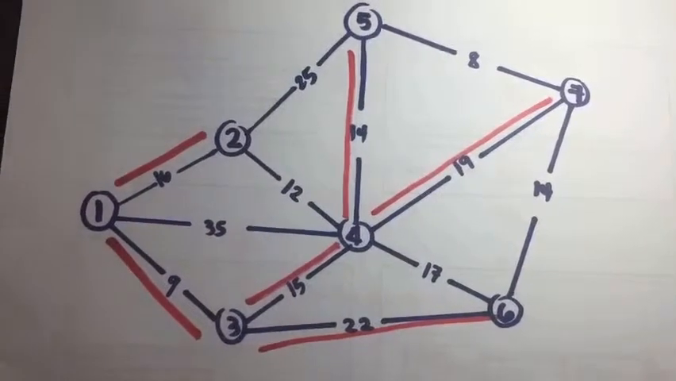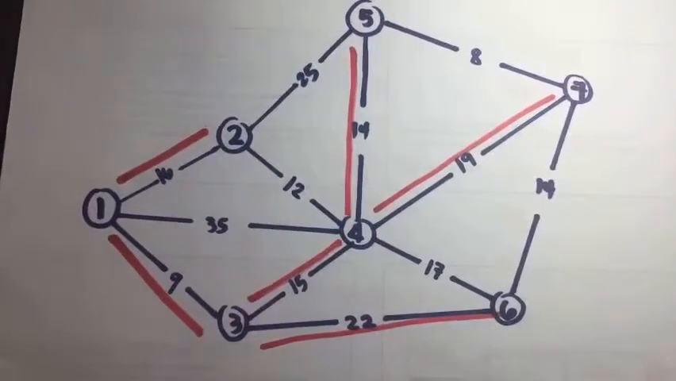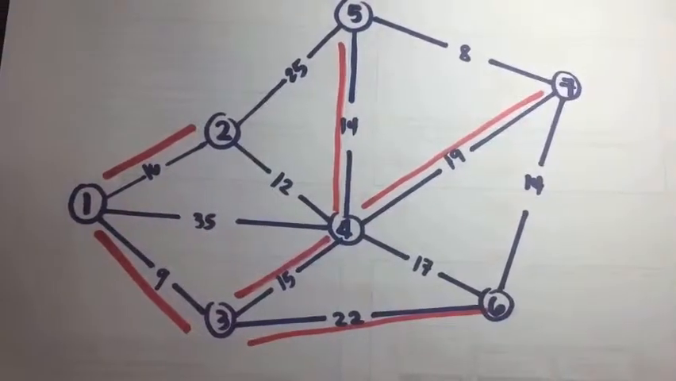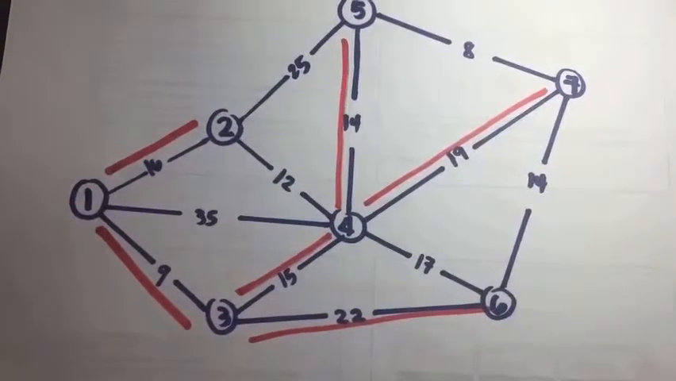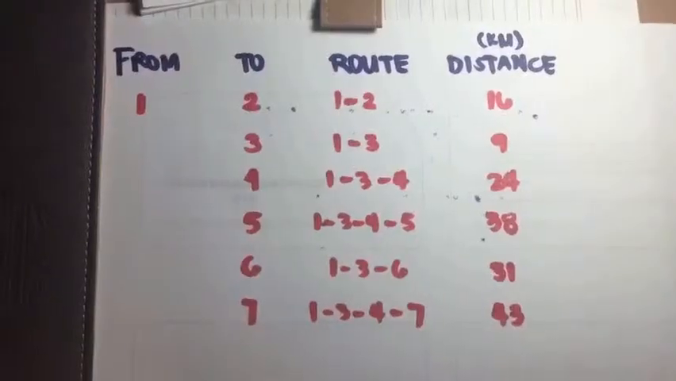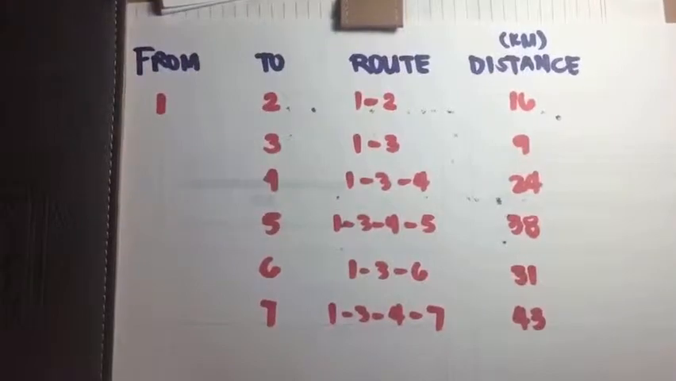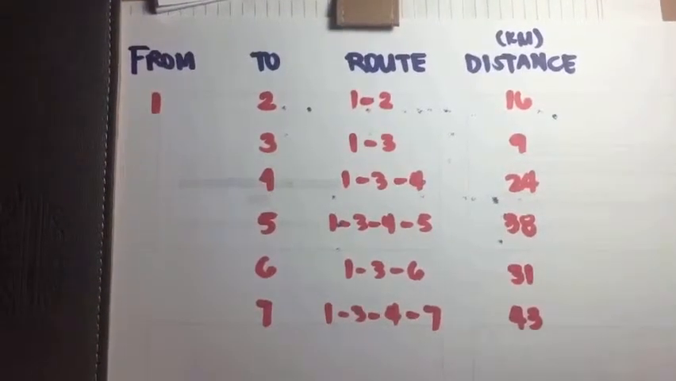You should note that the distance placed by each node is the shortest route to this node. These distances are used as intermediate results in finding the next nearest node. This is the summary of your shortest distance from node 1 to each of the rest of the nodes.